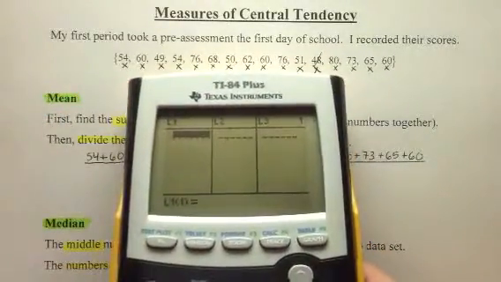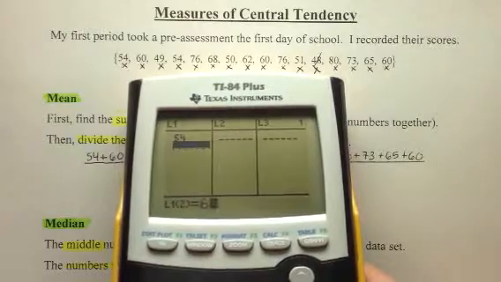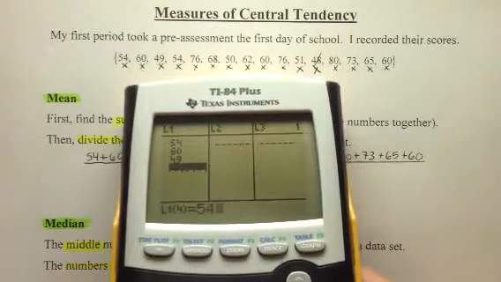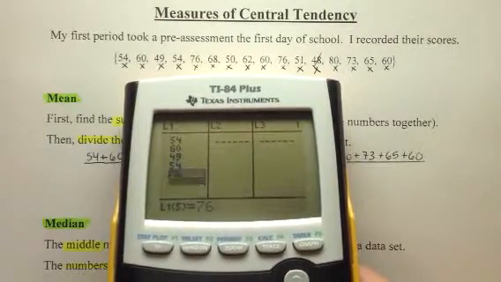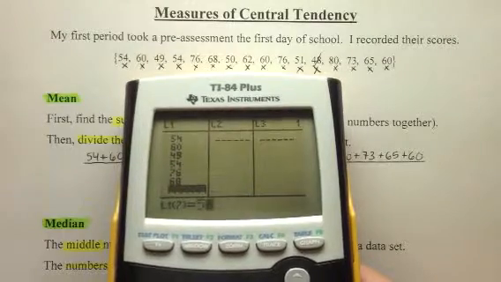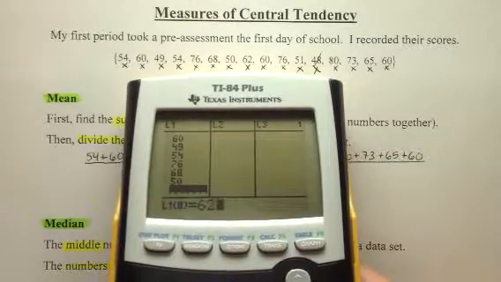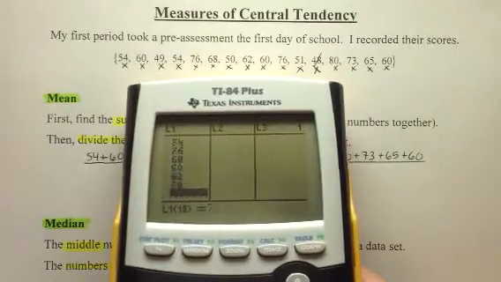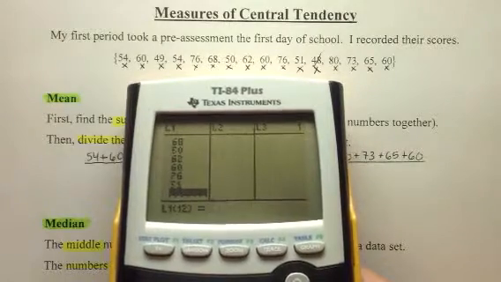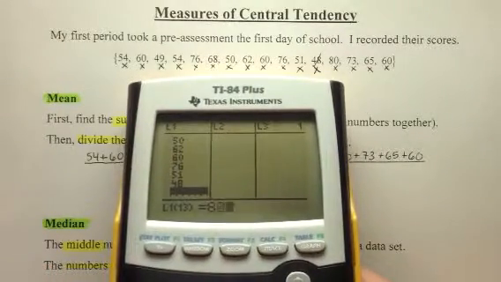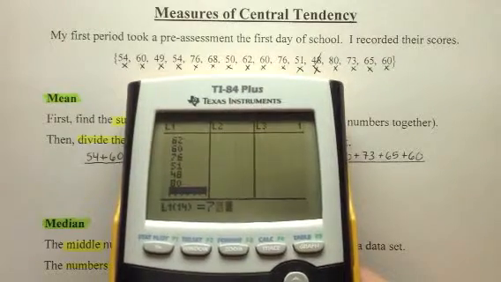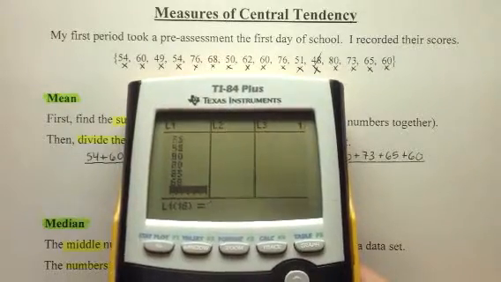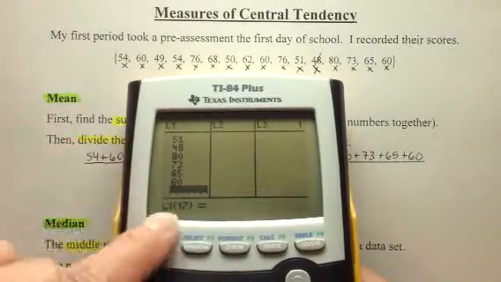Okay, let's put these numbers in. 54, 60, 49, 54, 76, 68, 50, 62, 60, 76, 51, 48, 80, 73, 65, and 60.